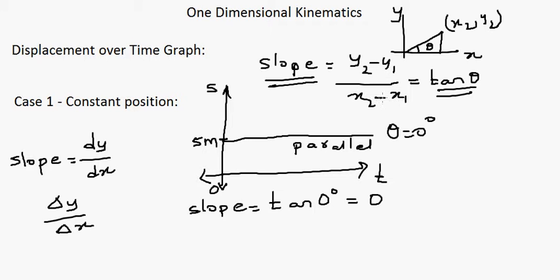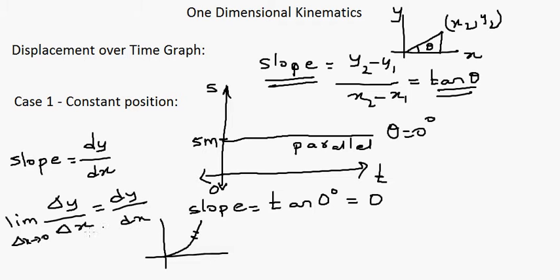x2 minus x1 is delta x. So delta y upon delta x is our slope. And for a very short x, let's say if this is the graph, as delta x tends to 0, this is going to be dy by dx.